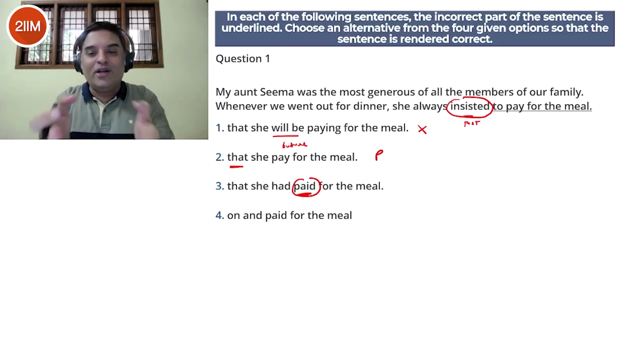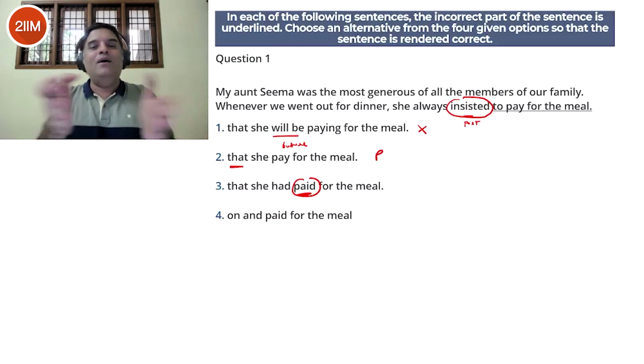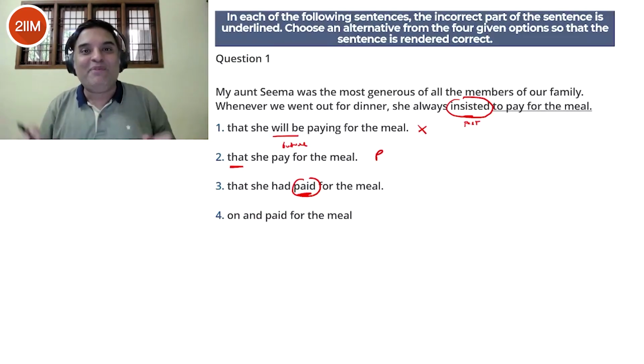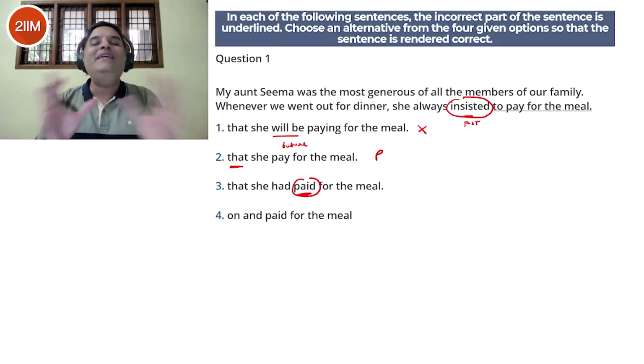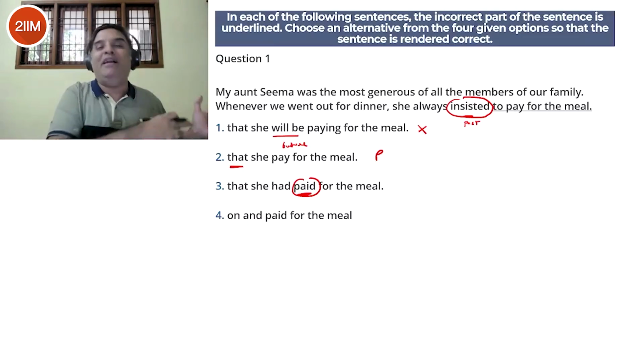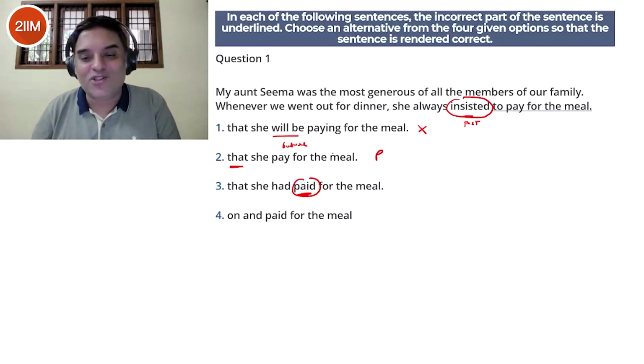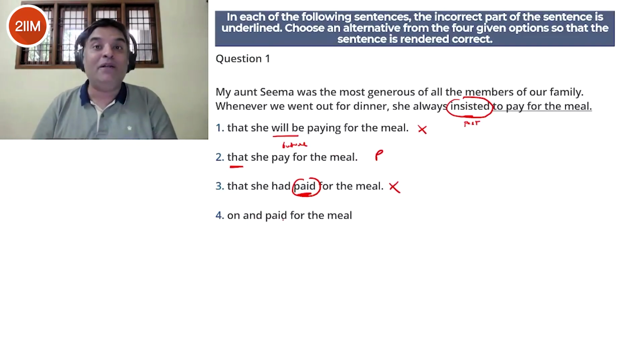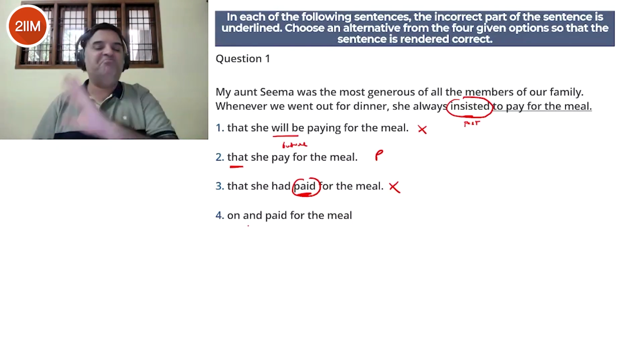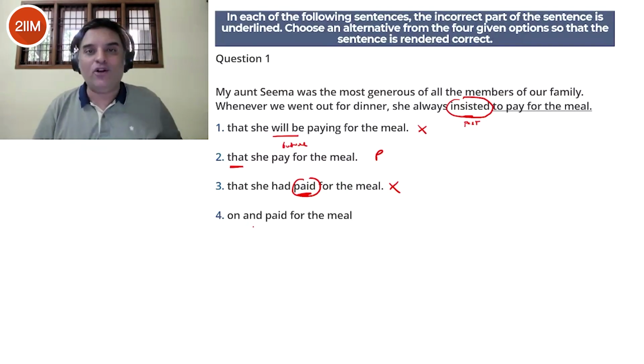And also this seems to be a pattern with Auntie Seema, right? She's most generous, so she usually pays for the bill. So it doesn't make sense to say she had paid for the bill. She will insist first and then pay for the bill. So that's why this is wrong. It doesn't make sense. It's incompatible here. Okay, let's go for the fourth one. "She always insisted on and paid for the meal." This is grammatically wrong, completely wrong.